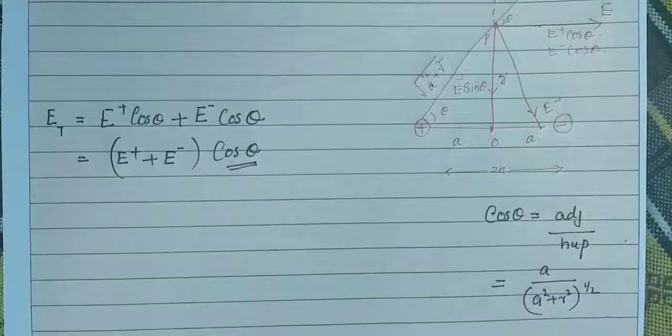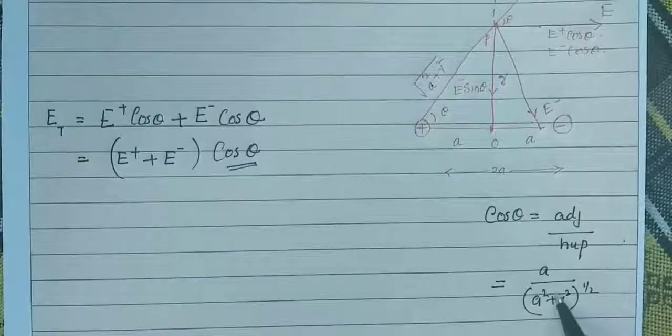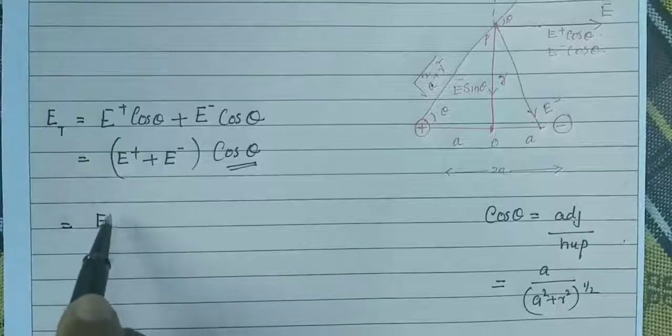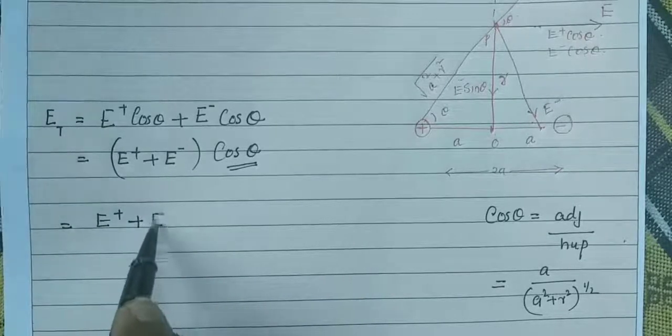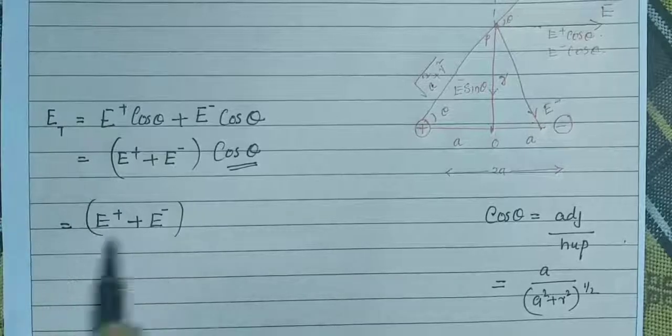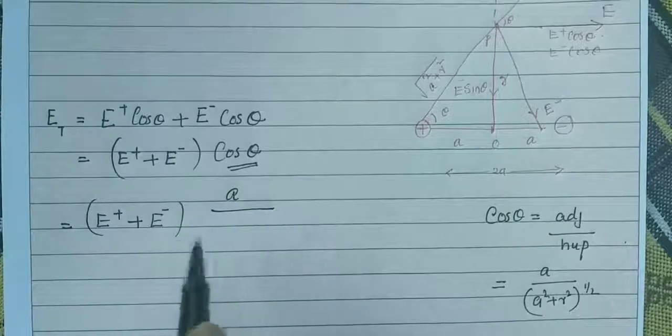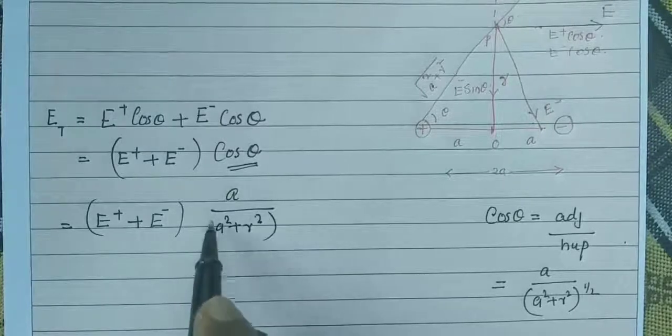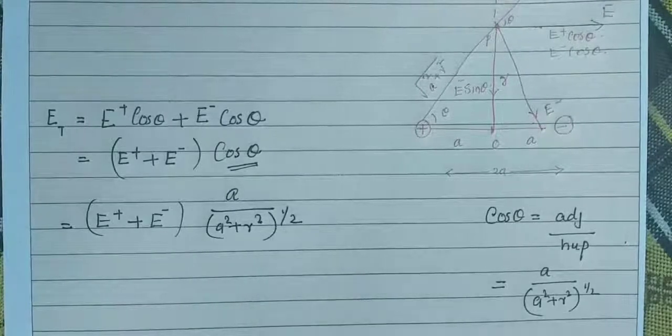So we will put the value of cos theta in the above equation, which is equal to E plus plus E minus into a divided by a square plus r square whole raised to 1 by 2. Let it be equation 1. No problem.